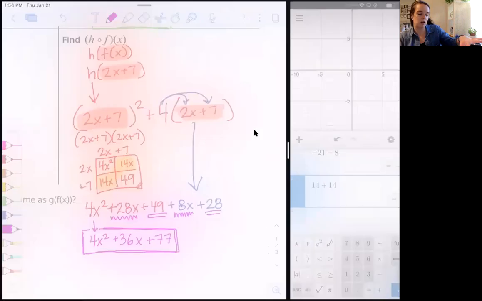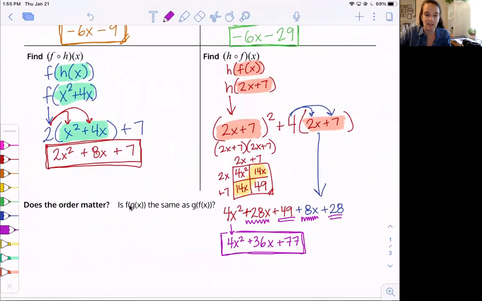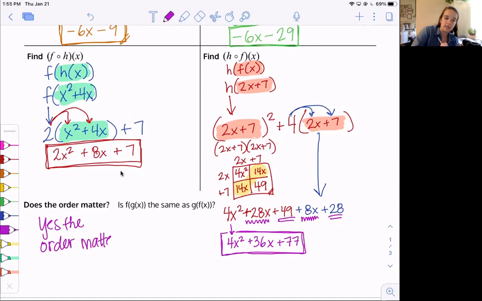All right, so my last question to you is, does the order matter? Is f of g of x the same as g of f of x? Are they the same? Like when we did f of h and then h of f, are those the same? We got different answers, right? There are different equations that we're plugging in. So does the order matter? Yes, the order matters. Right?